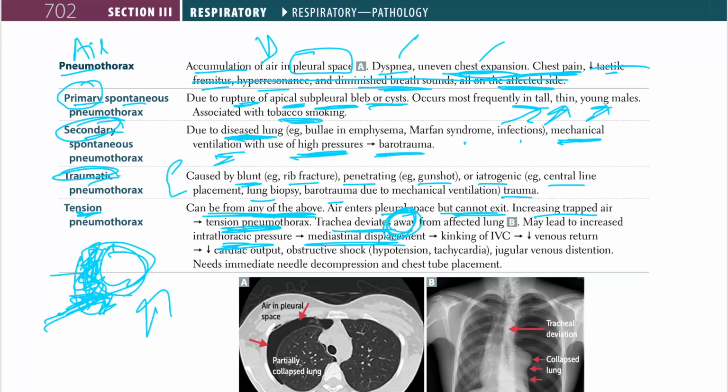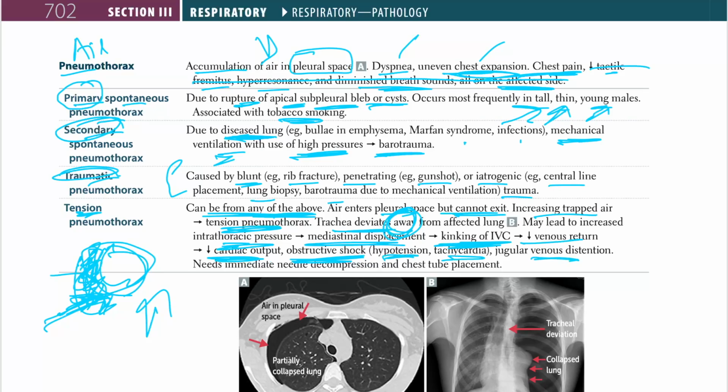Mediastinal displacement, kinking of IVC, high yield, causes decrease in venous return, causes decrease in cardiac output, causes obstructive shock. Because when you decrease cardiac output, you have obstructive shock, which is going to be seen as hypotension with tachycardia. Why tachycardia? Because the heart is trying to push fluid out as much as it can, but you just don't have the preload.